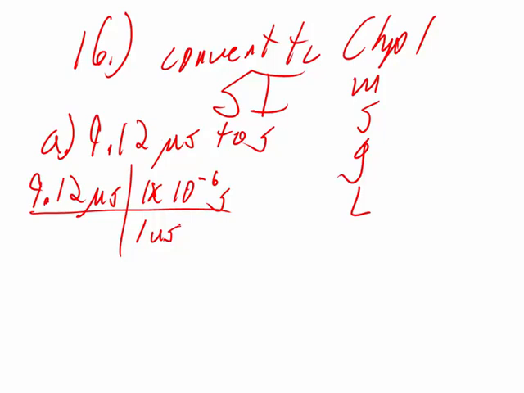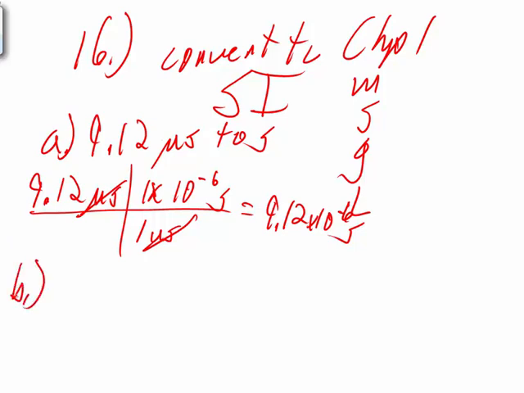All right, and so our microseconds cancel out, and what are we left with? We are left with 9.12 times 10 to the negative 6th seconds. That's a very, very small quantity of time, isn't it? All right, then B, it asks us to do what?